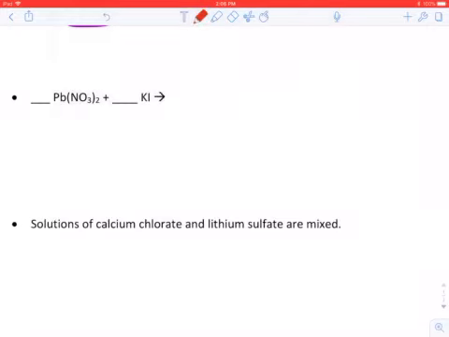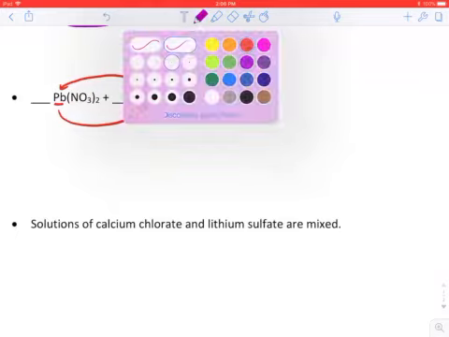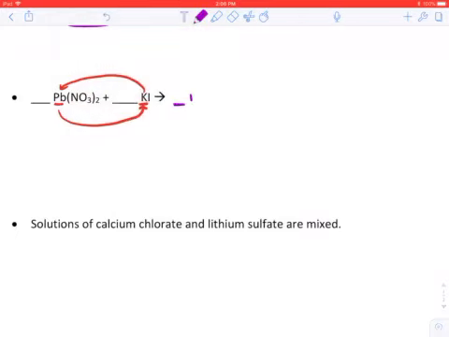Our next example, this one we have PbNO3 and it's reacting with KI. So our first step is going to be to underline our positives. Remember, our positives are going to be switching partners. So on this side, Pb is now going to be hanging with I. Pb is plus 2, I is minus 1, plus K is going to be hanging with NO3. K is plus 1, NO3 is minus 1.